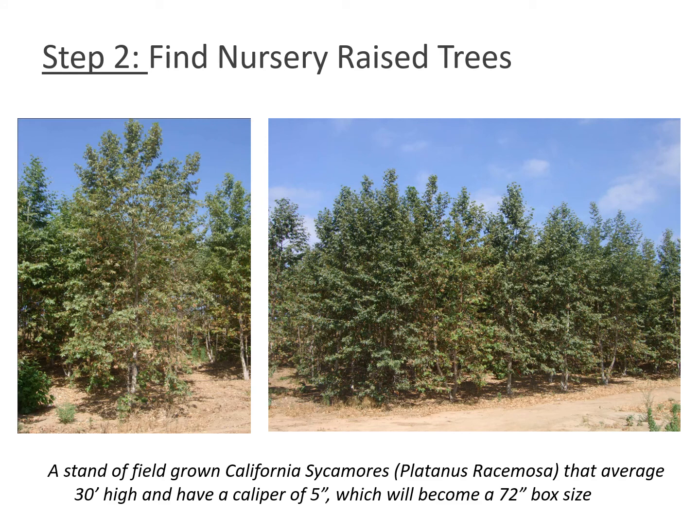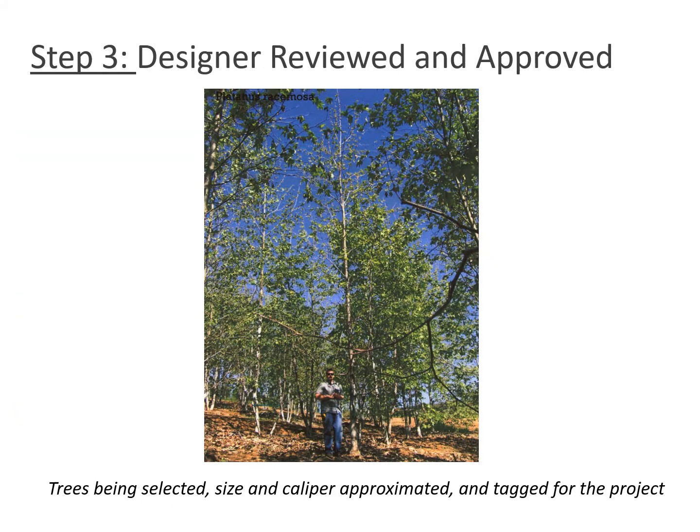Then we had to find nursery-raised trees for these large specimens. We did find a couple of field-grown stands of sycamores in our region, and we went out and boxed. I think there were 28 on this project. We chose ones that had an average height of 30 feet and a caliper, which is the trunk diameter, of 5 inches, and that's what would end up being placed in a 72-inch box size.